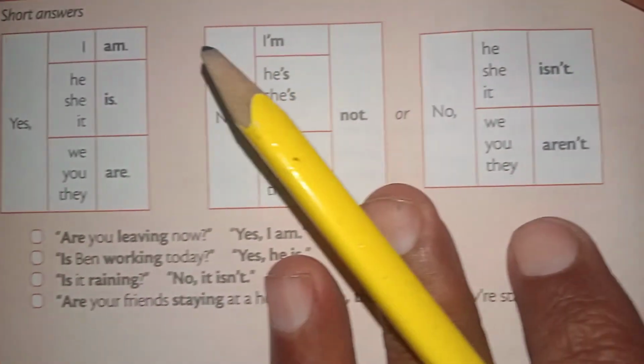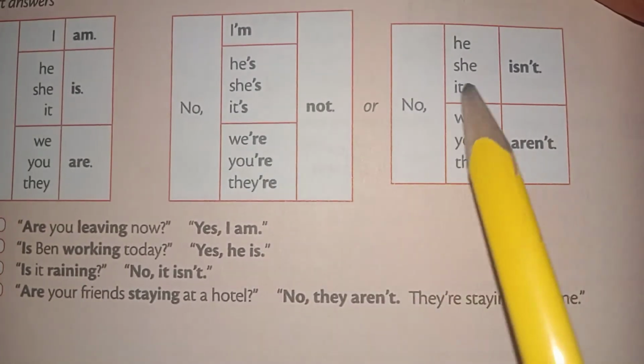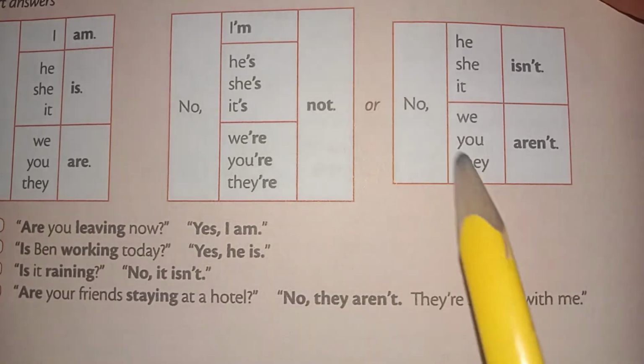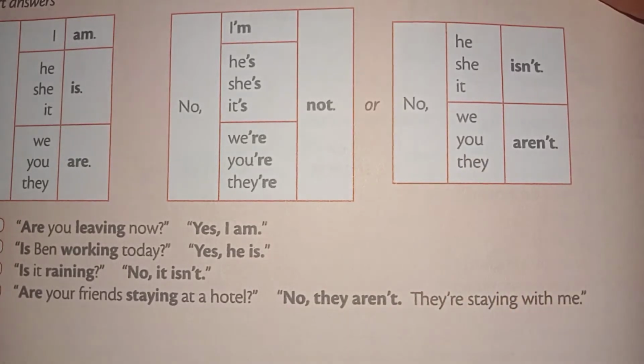You can also make negatives like this. No, he isn't. No, she isn't. No, it isn't. No, we aren't. No, you aren't. No, they aren't.